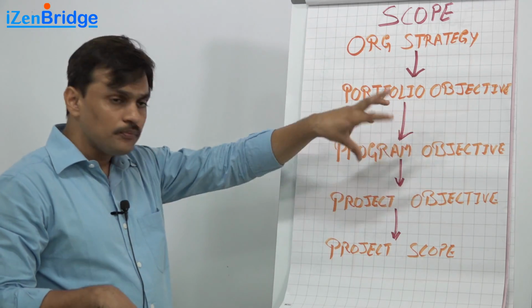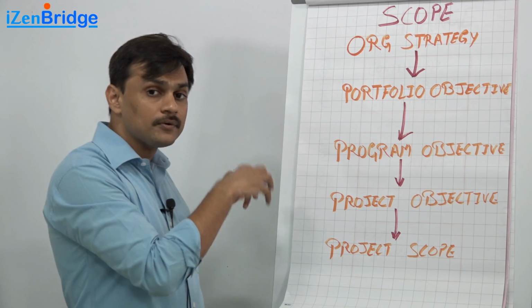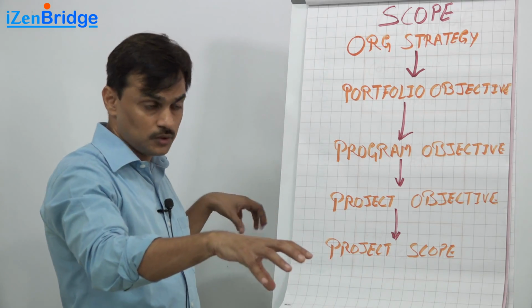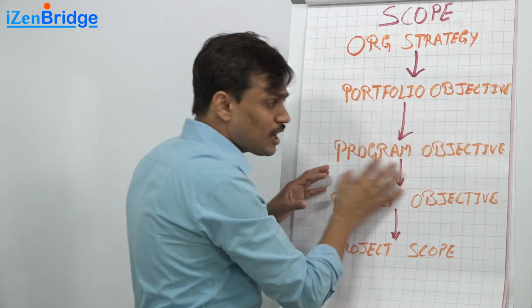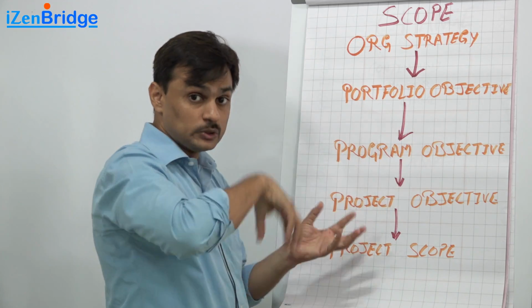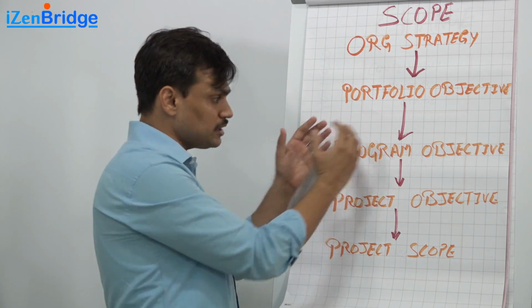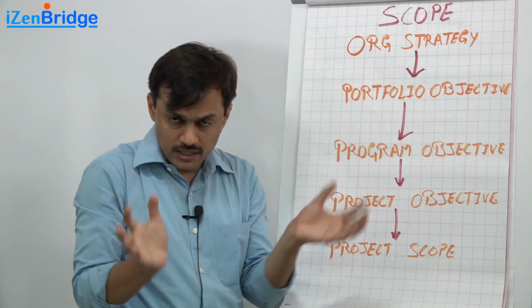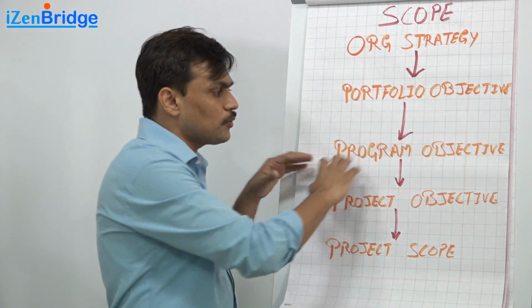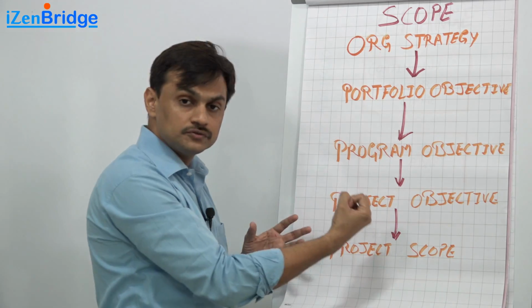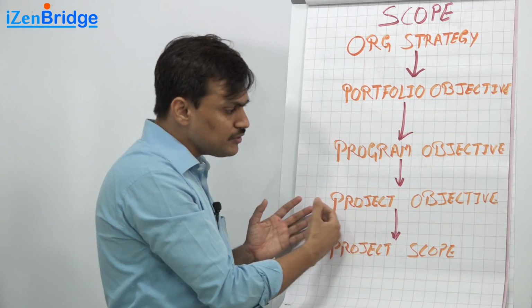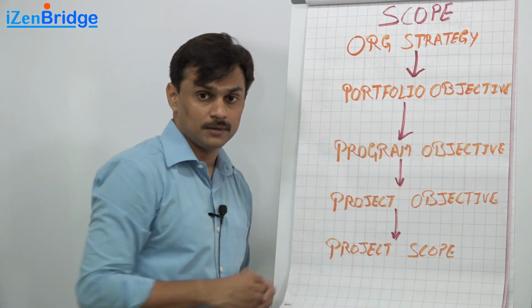On the basis of portfolio objectives, the program and project objectives come out. Now many times, if you don't have a program in between, the portfolio objective may go directly into a project objective, and this is how the scope starts emerging. But if you have a program in between, which is a collection of related projects, program objectives get derived from portfolio objectives. And the same way we derive the project objective from the program objective.